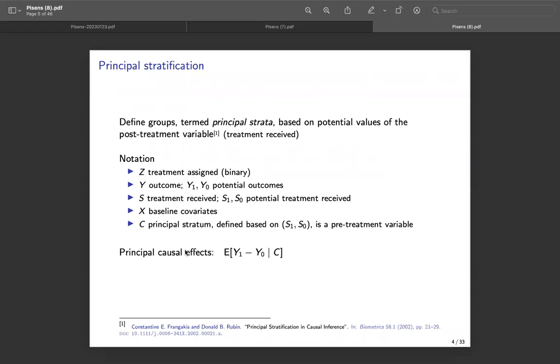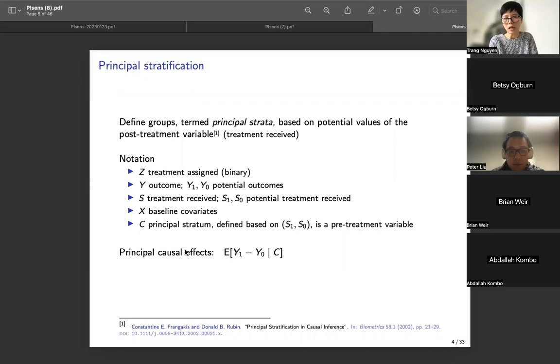S is the treatment received, which is not necessarily the same as Z. And that's exactly the issue. Let us have S1 and S0 denote the potential values of this variable S. So potential treatment received if assigned to treatment and if assigned to control. And X denotes baseline covariates. So in this framework, principal strata, denoted C, is defined based on the potential values of S, so based on S1 and S0. And as such, it is a pre-treatment variable.